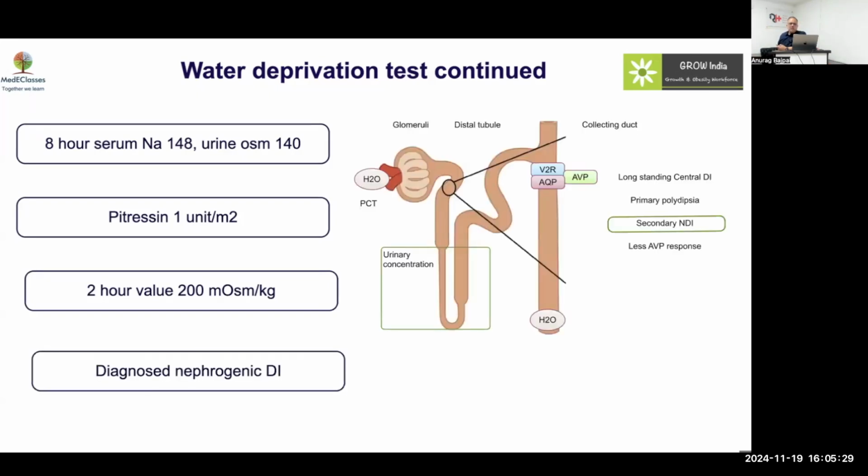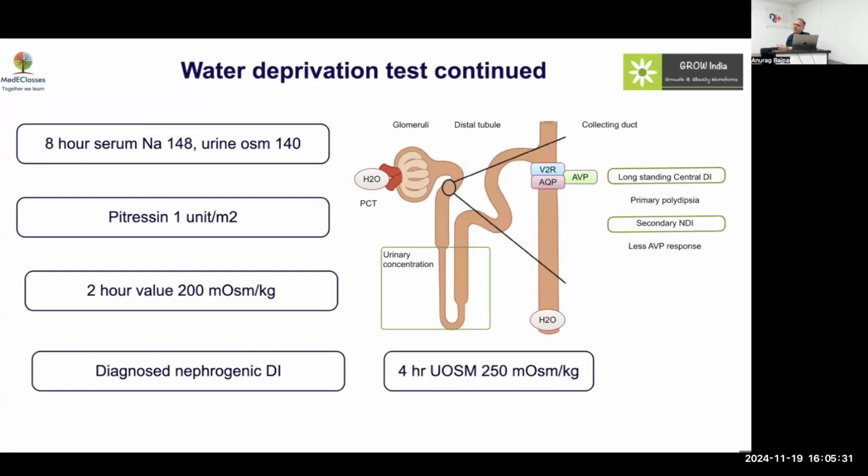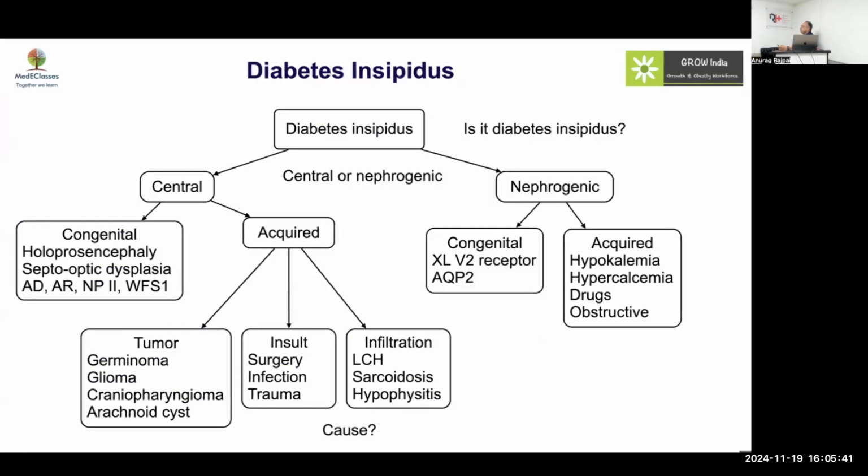So in this case, if you had waited for more time, at 4 hours, you see the level is increasing. And often the next day they said, okay, after the injection, the urine output did not increase too much. So this is a secondary NDI, which you have to be cautious about in that regard.